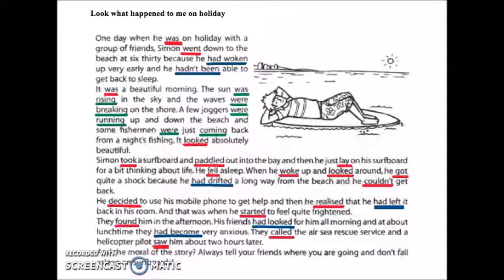So, in this short video, we want to have a look at this text about Simon. I hope you read it a few times to fully understand it. And what we want to focus on is basically the structure of these different past tenses. As you see, I have highlighted them in 3 different colors: red, green, and blue.